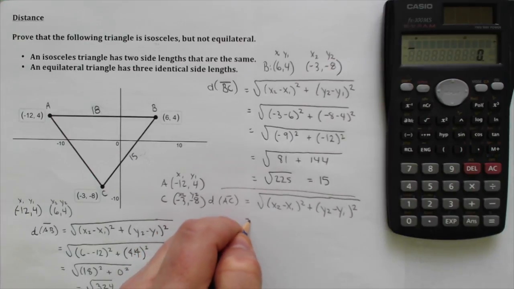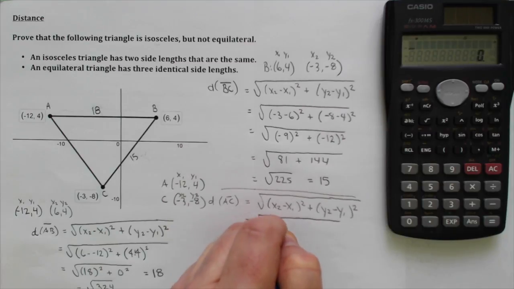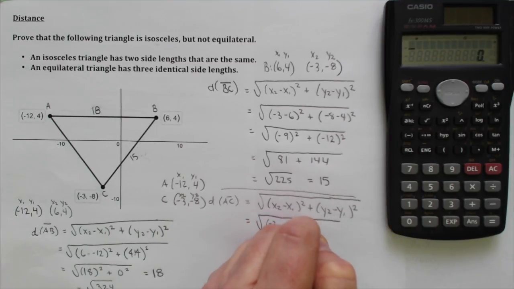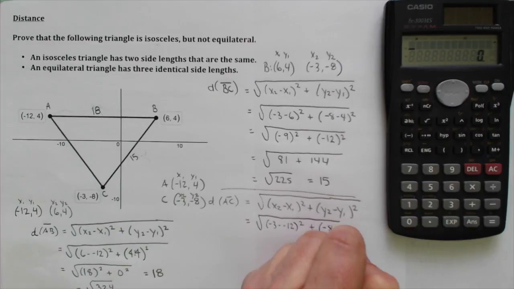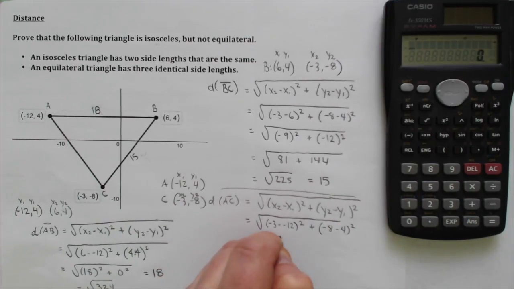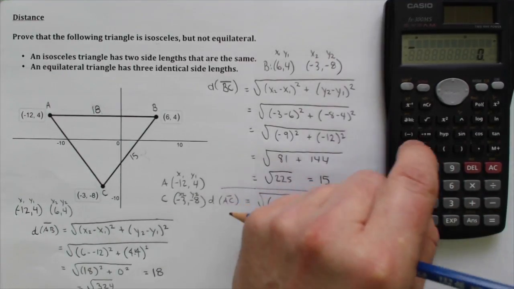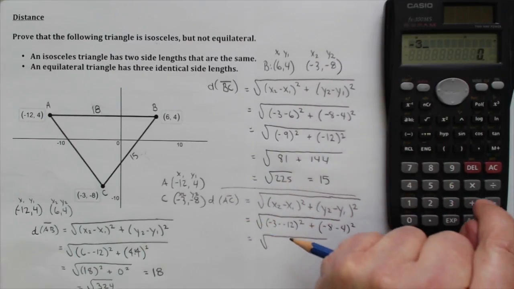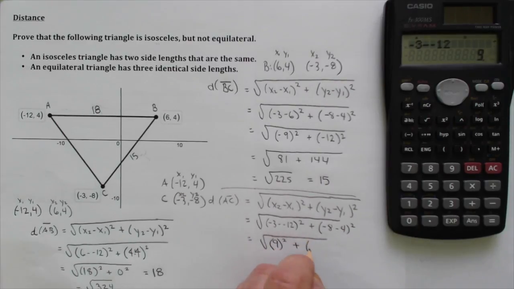So that's going to equal the square root of x2, negative 3, minus negative 12. Be careful there, a lot of negatives. Plus y2, negative 8, minus 4, minus y1. A lot of you will do that in your head, but just in case, negative 3 minus negative 12 is positive 9, which we have to remember is squared, plus negative 8 minus 4 is negative 12, which is squared.